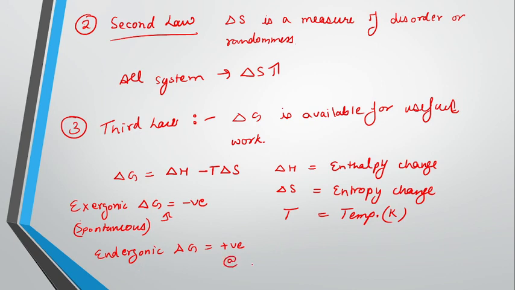Now at equilibrium, delta G is equal to 0. So when the reaction is at equilibrium, then delta G is equal to 0.